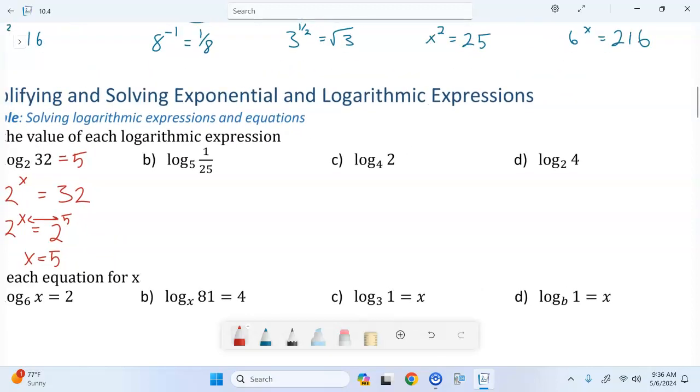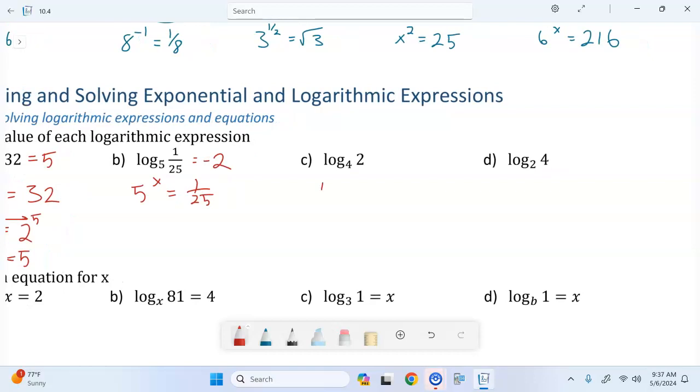So we can do the same thing here. 5 to what power gives me 1 over 25? Not the second, close. The negative second, because I need to get the reciprocal. Negative 2.